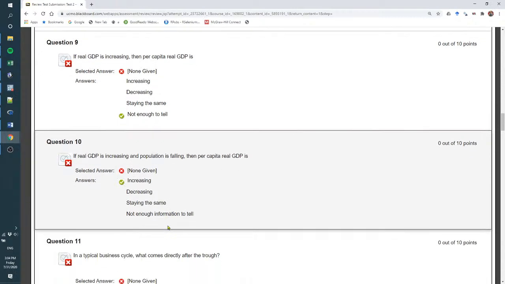Question number 10. If real GDP is increasing and the population is falling, then per capita real GDP, that's going to be increasing. So people are getting richer, the country is getting more productive, producing more stuff, and the population is falling. Well, that means that fraction is going to be getting bigger. So that means real GDP per capita is going to be increasing.